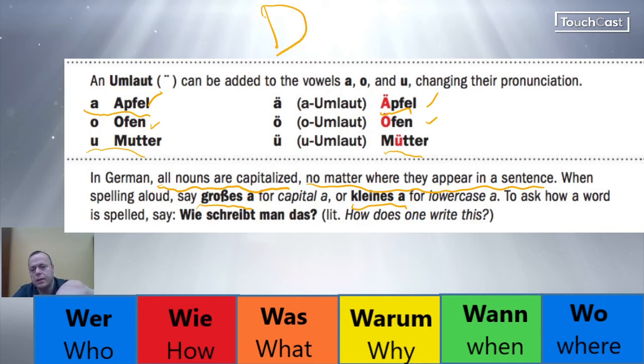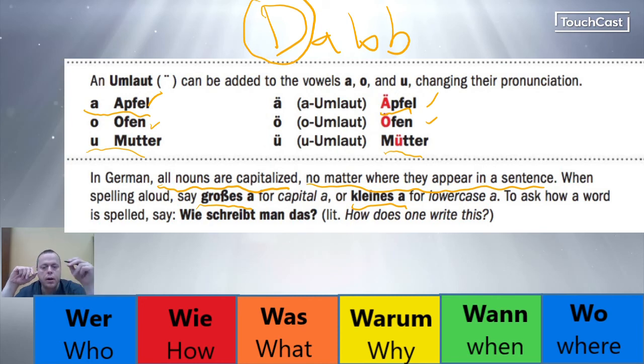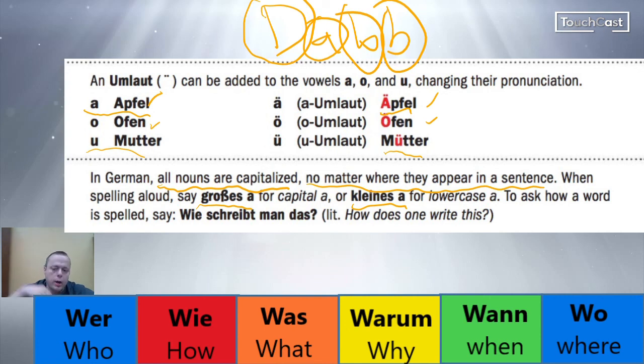Okay, let's see if we can work together and figure out how to spell Herr Dab's name. Ein großes D, ja, großes D, kleines A, kleines B, und kleines B. You really don't have to say like little A, little B, little B. It doesn't have to be like that. You can say D A B B. Okay? D A B B. You won't be able to get that out of your mind now.